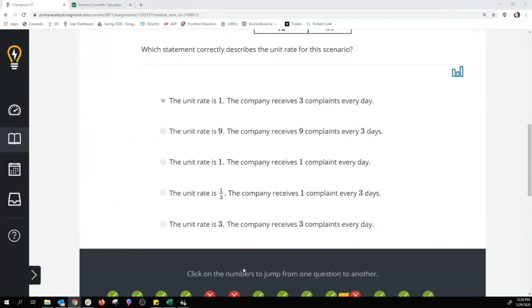So on this question here, I just made the mistake. It should be the unit rate is 3 with the company complaints. 3 complaints every day. So that was my mistake.